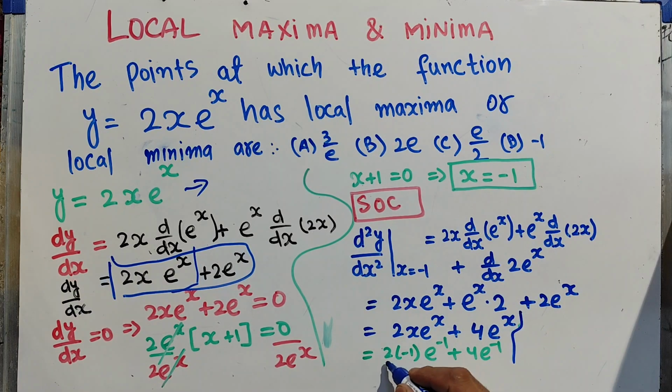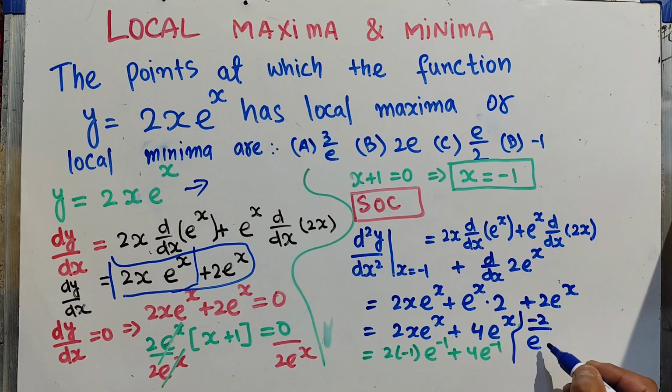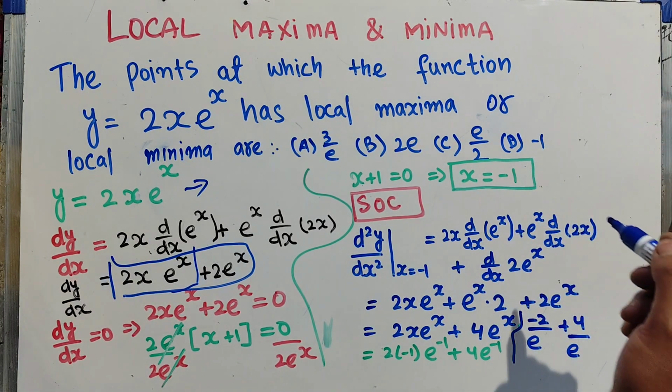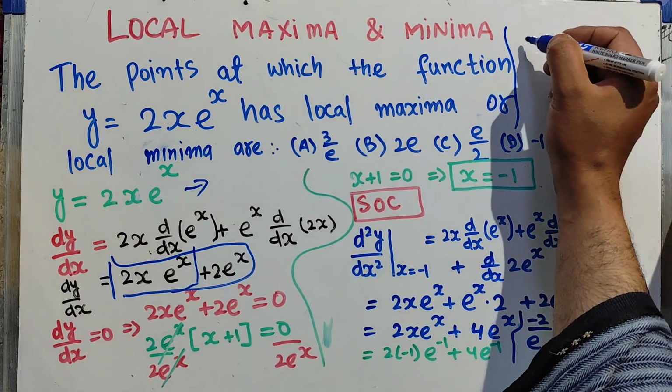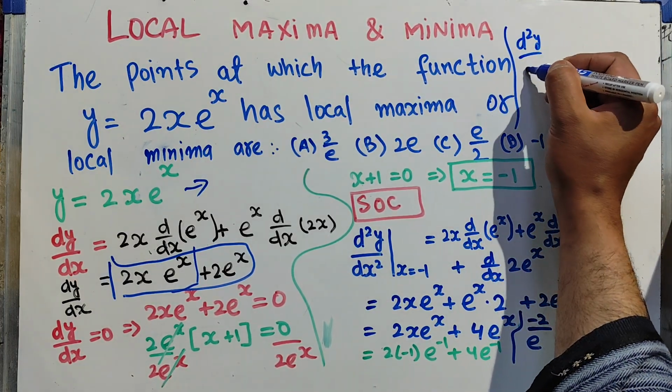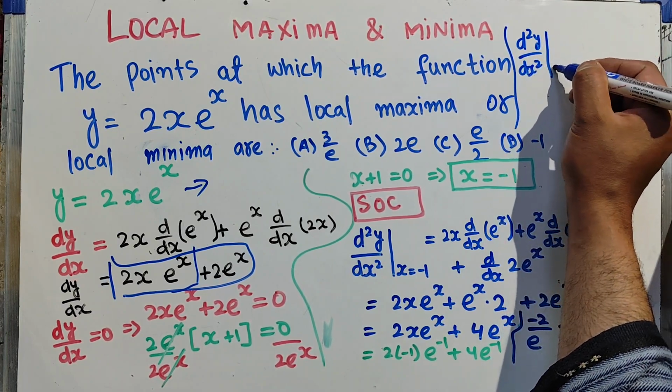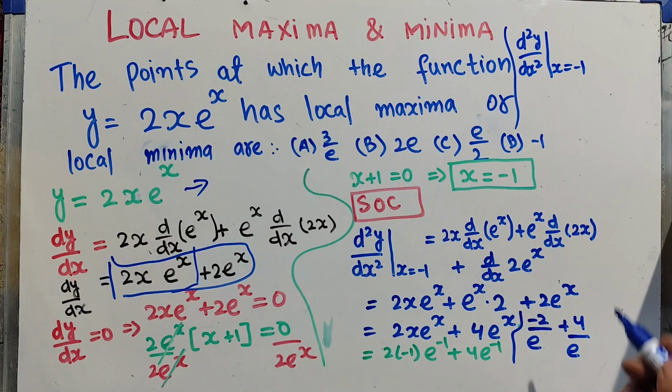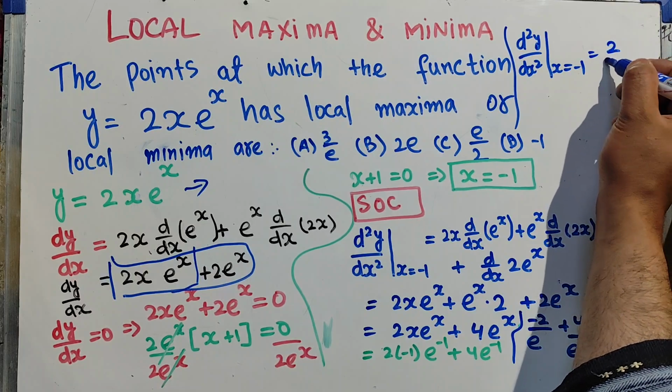We will get 2 into 1, which is minus 2. Transposing this, it will become e raised to the power plus 1. Here we have 4. Transposing this to the denominator, it will become e raised to the power plus 1. So 4 minus 2 is 2. The bases are the same, so we can add up the exponents. So we are actually finding d square y upon dx square evaluated at the critical point x is equal to minus 1, and we got this result, that is 4 minus 2 is 2, which is equal to 2 divided by e.